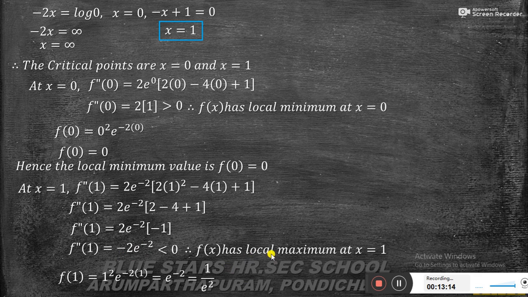Therefore f of x has a local maximum at x equal to 1. Now we find the local maximum value. I substitute x equal to 1 in the function. f of 1 equal to 1 square e power minus 2 into 1. So e power minus 2, I write in the denominator, so 1 by e square. So this is the local maximum value. Therefore the local minimum is 0, and the local maximum value is 1 by e square.